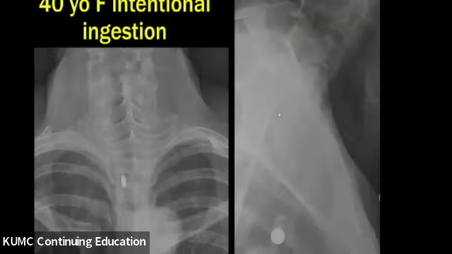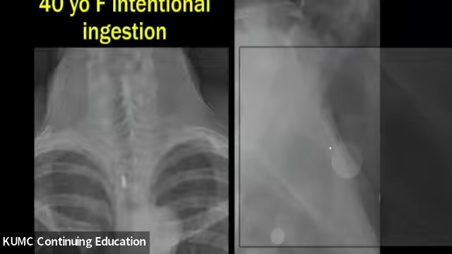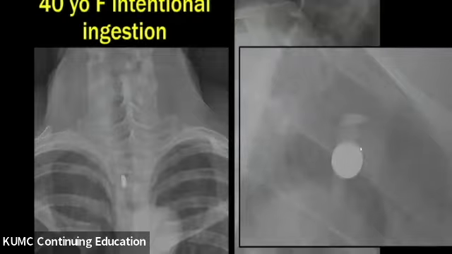A 41-year-old female, after intentional ingestion, has a rounded radiopaque foreign body at the level of her trachea. The important features of this foreign body are that it has a beveled edge. And if we look at the image with it on FOSS, we see kind of a double ring appearance, or a ring inside of a ring.